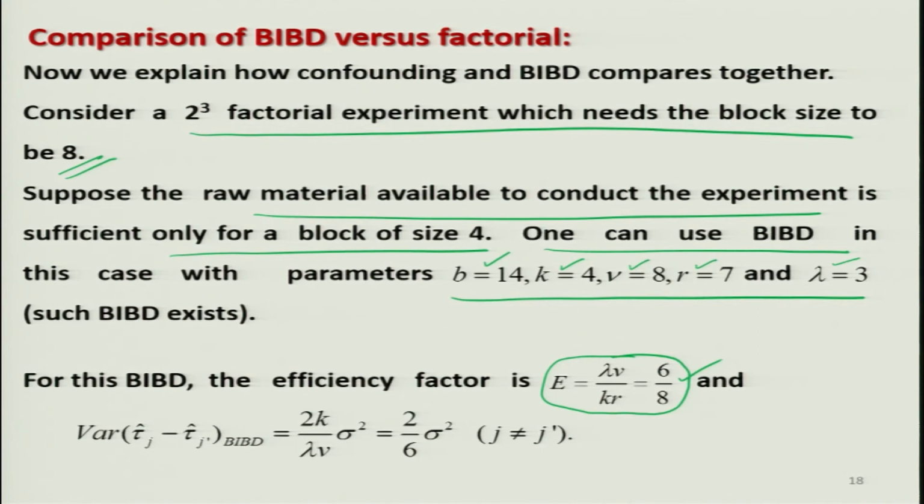Now, if you remember, we had obtained the variance of an elementary contrast of the estimates of the treatment effects. We obtained this expression when we talked about the BIBD: the variance of tau j tilde minus tau j prime tilde under BIBD came out to be 2k upon lambda v into sigma square. So, this comes out to be 2 upon 6 sigma square, or 1 upon 3 sigma square, when j is not equal to j prime.